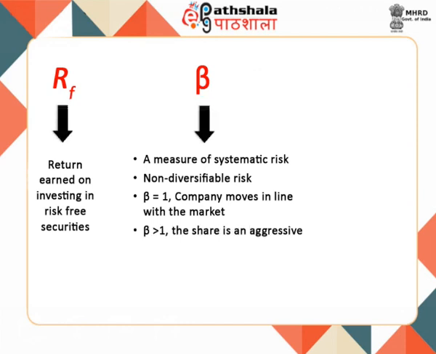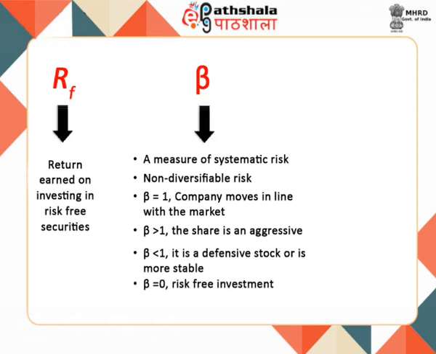If the beta is in excess of 1, the share is an aggressive stock or it exaggerates the market's movements, while if it is less than 1, it is a defensive stock or is more stable. Sometimes a company may have a negative beta, for example, a gold mining company, which means the share price moves in the opposite direction to the broader market. Zero beta signifies risk-free investment.